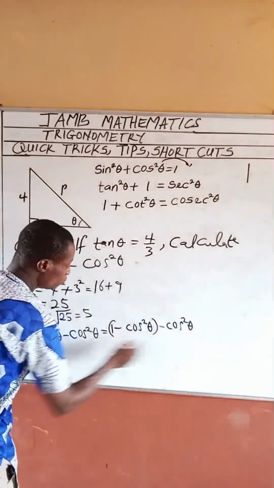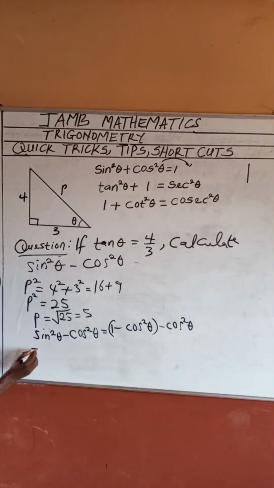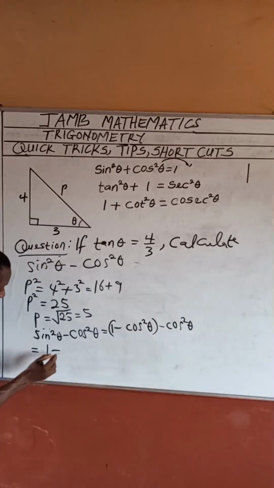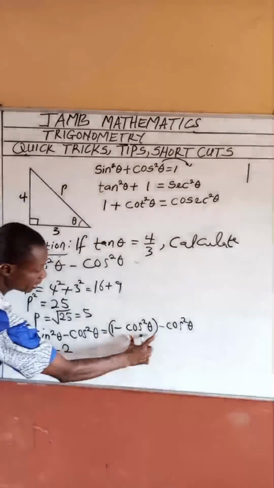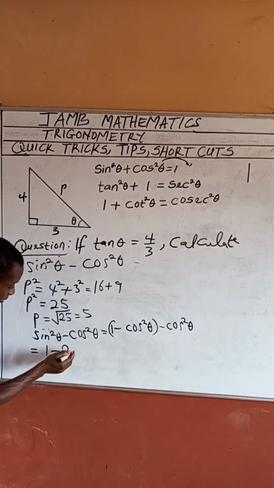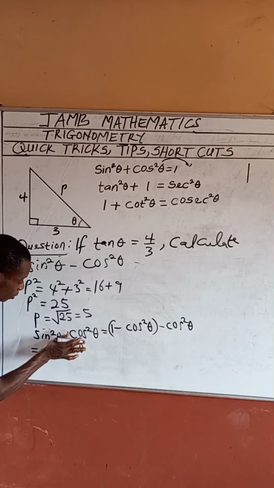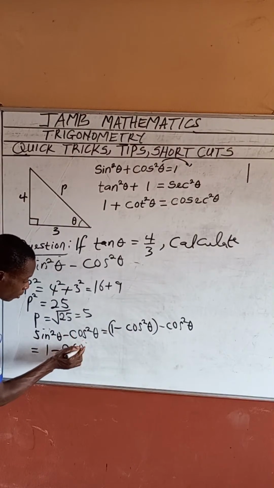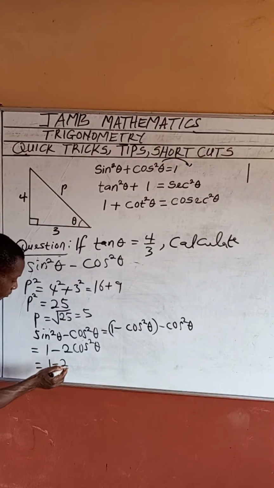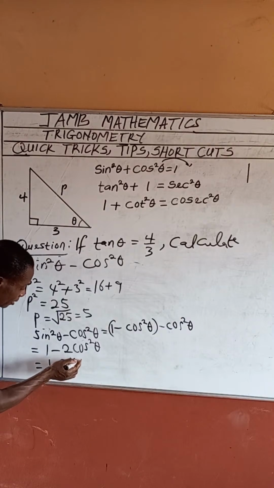We now have cos square theta 2 times, right? So we can come here, and we have our 1 here. Then we have minus cos square theta minus cos square theta. That is minus 2, because this is 1 and this is another 1, 2 times. And that is cos square theta. So with this, you can replace what you want to replace. This is 1 minus 2 times cos square theta.